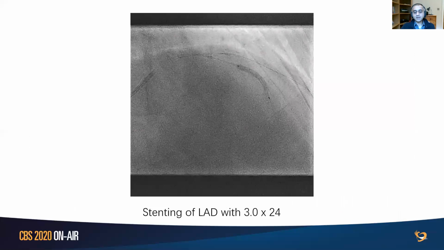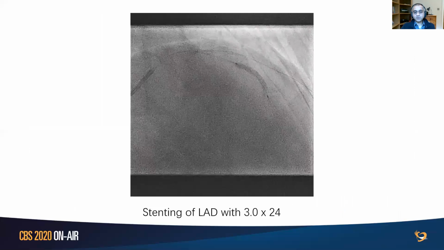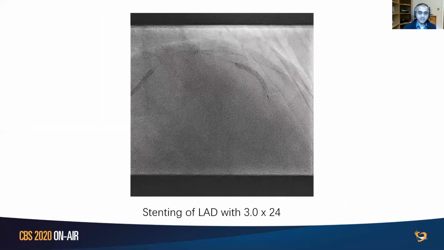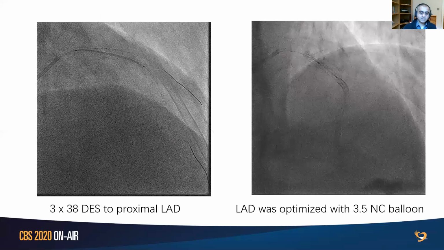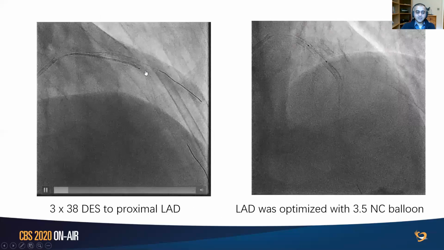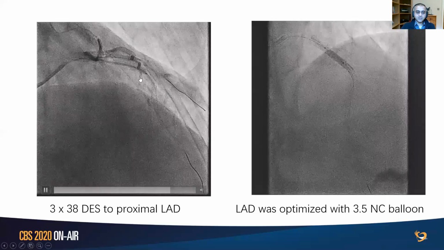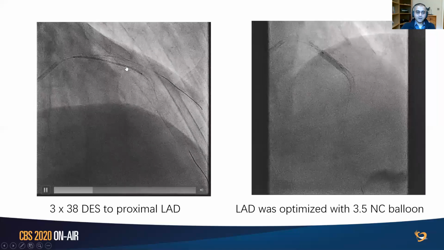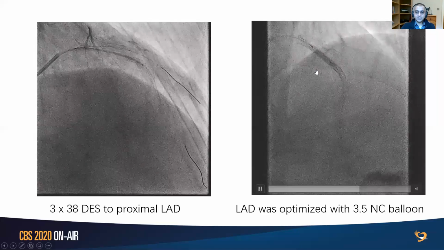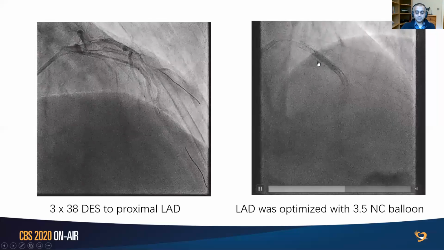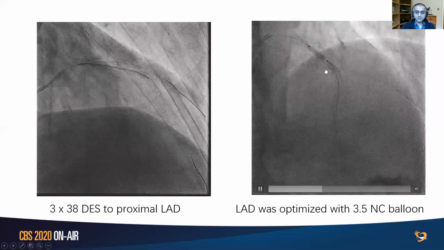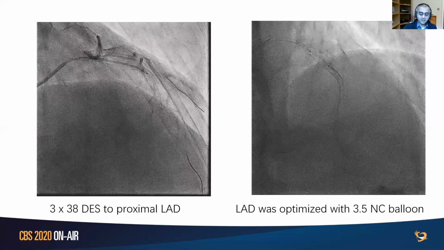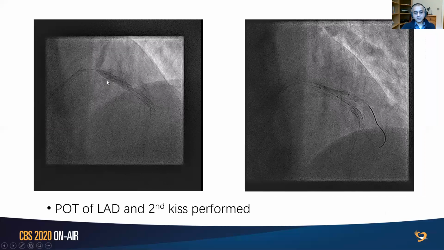The LAD was then ballooned and then subsequently stented. So this is a 3x24 stent going into the mid-LAD segment, followed by a 3x38 drug-eluting stent to the proximal LAD. Now you can see I didn't want to trap my hydrophilic wire in the diagonal between 3 metal layers. So I pulled that out, and before I optimized with my 3.5 non-compliant balloon in the mid segment of that stent, and then performed POT more proximally.